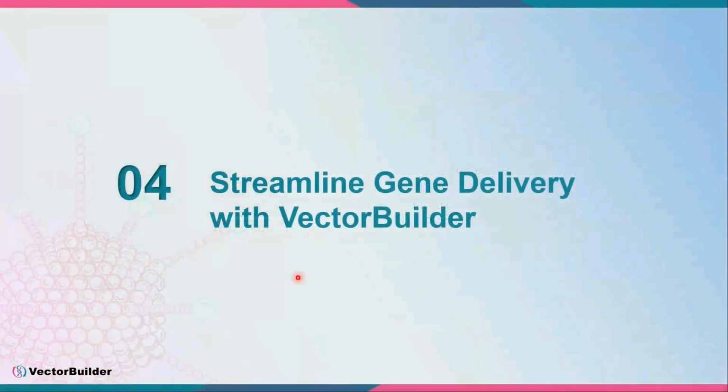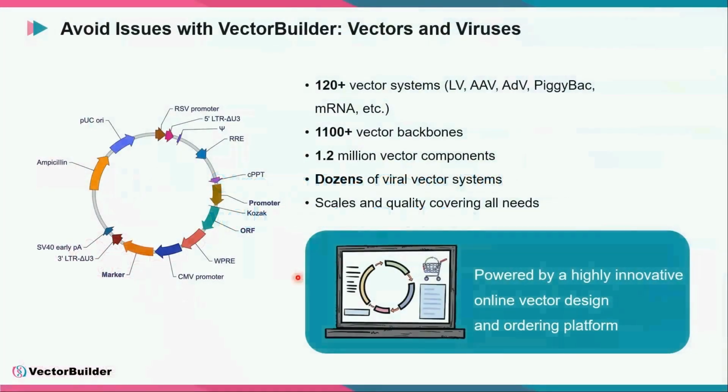So now it seems like a good time to dive into how all of these design considerations and tips can be taken together in a way that really streamlines your gene delivery experiments. VectorBuilder is a hub for all things gene delivery, really starting at the very beginning with conception and design. At VectorBuilder, we house over 100 different vector systems, over 1,000 different backbones with different considerations and aspects of those vector systems. And we have over 1.2 million different vector components in our databases.